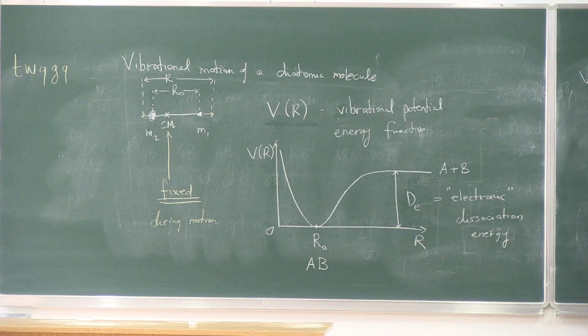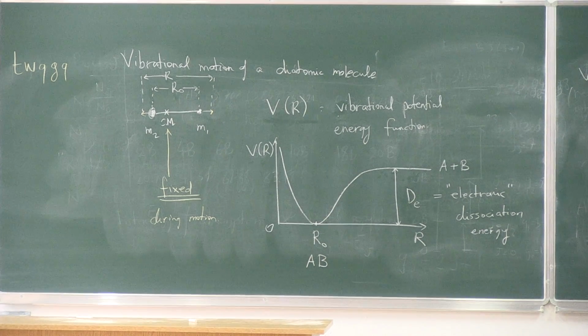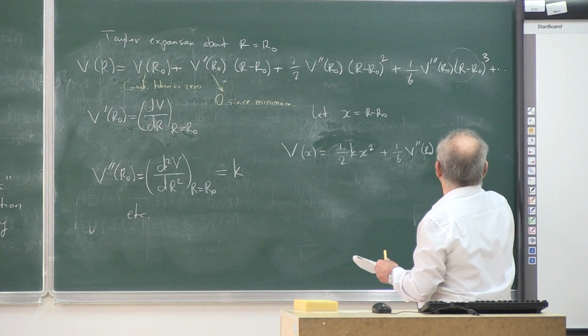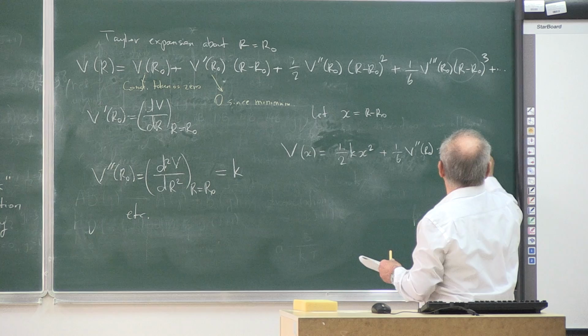So we write, now we may consider V as a function of x. 1/2 k times x square. This is 0, this is 0. The first non-zero term is this one. Plus 1 over 6 times x cube, and so on.